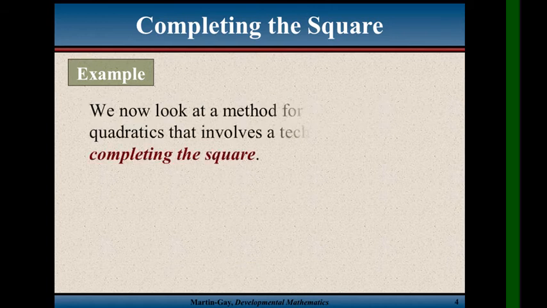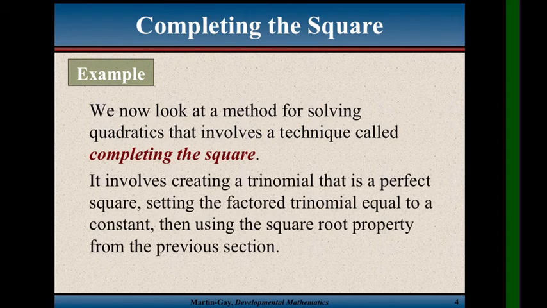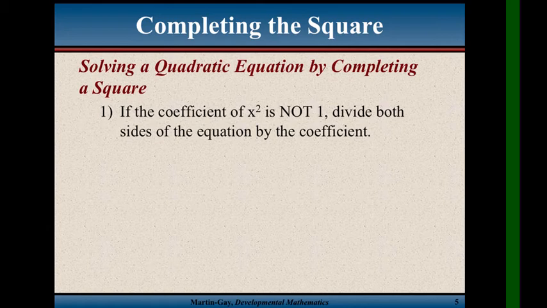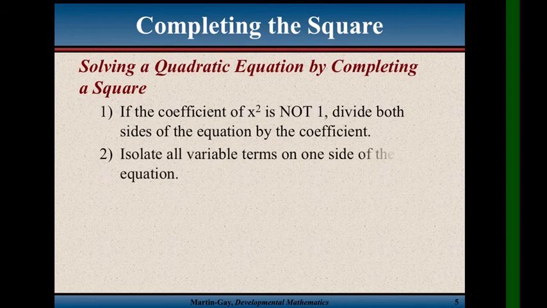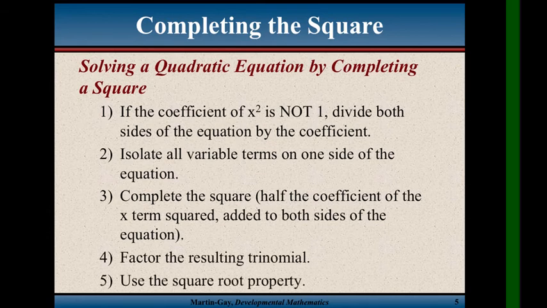Now, look at the method for solving quadratics that involves a technique called completing the square. It involves creating a trinomial that is a perfect square, setting the factored trinomial equal to a constant, then using the square root property from the previous section. Solving a quadratic equation by completing the square: if the coefficient of x squared is not 1, divide both sides of the equation by the coefficient. Isolate all variable terms on one side of the equation. Complete the square: half the coefficient of the x term, squared, is added to both sides of the equation, and factor the resulting trinomial.